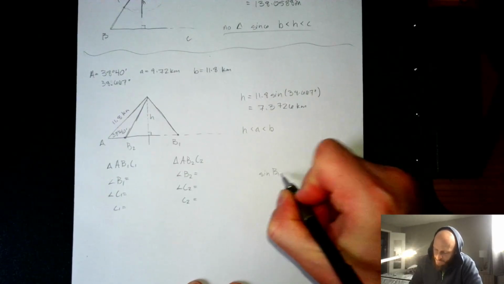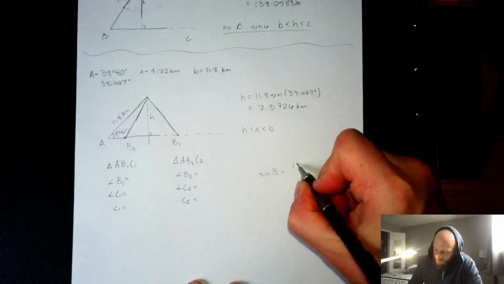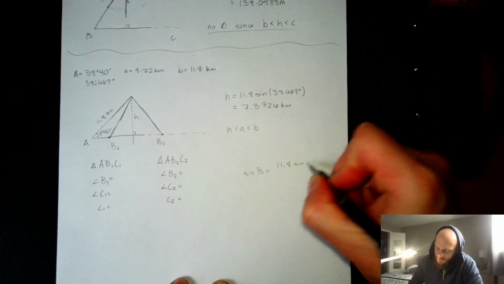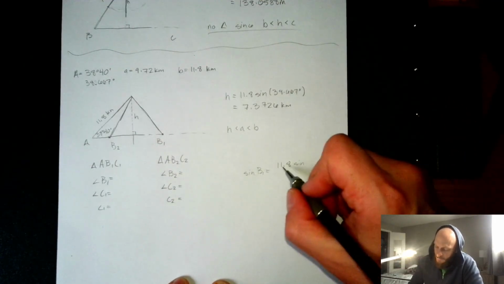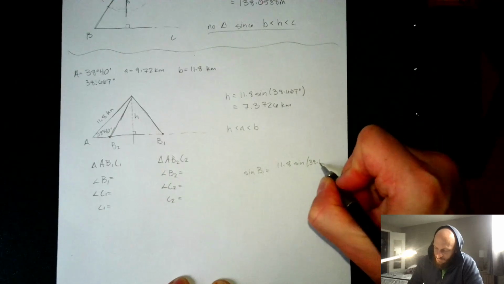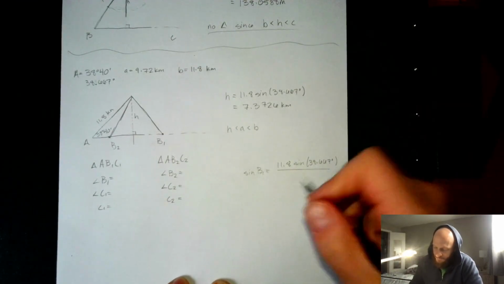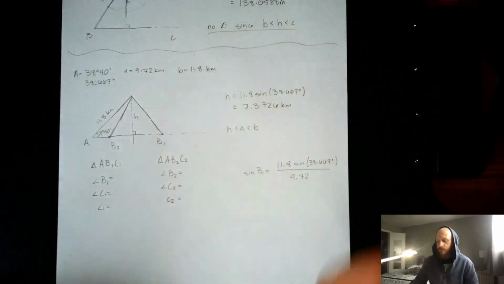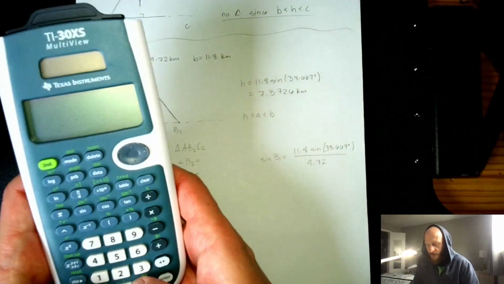Sine of B1 is equal to B, 11.8. This is just the law of sines. If you can't do this in your head, just rewrite the law of sines and then solve for sine of B1. 11.8 times the sine of 38.667 degrees divided by side A, 9.72 kilometers. And I'm not going to write it all, I'm just going to do it all on my calculator.